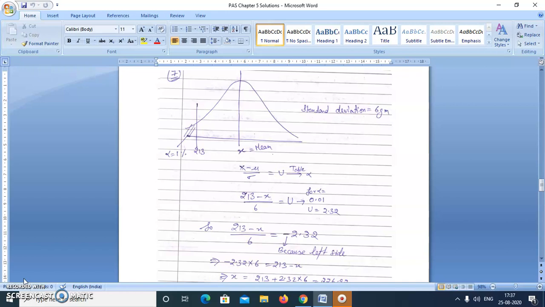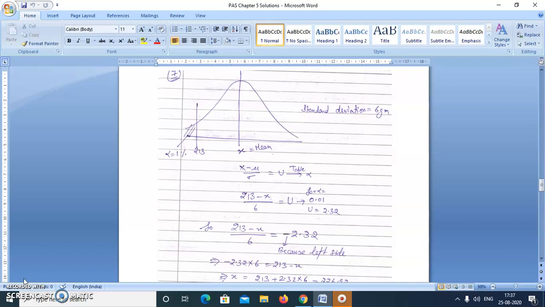As we know that first every problem of normal distribution we have to convert it into standard normal distribution and then use the tables. So this is the formula where x minus mean upon standard deviation gives us a quantity u or z, and then we move to tables of normal distribution and calculate the probability alpha from there. Now in this question we know the value of x, which is 213, and we have to calculate the value of mean, which we assume as x, and standard deviation is given as 6, and we have been given alpha is equal to 1%, that means 0.01.